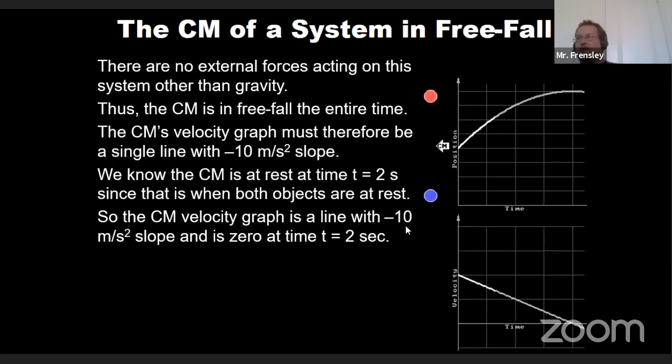I just know that the center of mass velocity is 0 at time 2. I know that the graph is one of a free falling object with no external forces or jumps. So I just made a graph whose slope was negative 10 for 2 seconds, ending at 0. So we started at 20 meters per second.